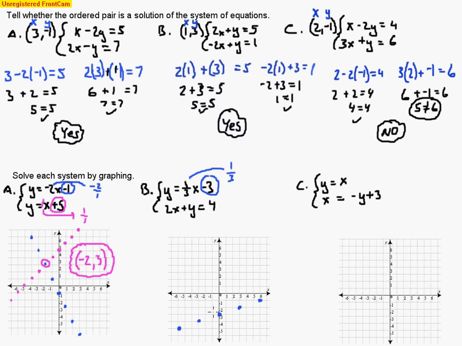Again, don't worry about drawing the lines. We just want to see where the two lines cross. So again, using this slope-intercept form gives you lots of points to be able to draw the line. But here, we're not in the slope-intercept form. So let's change it so it is.